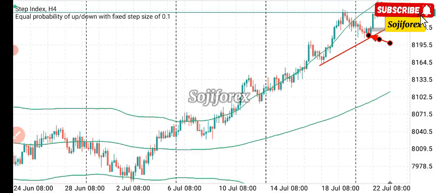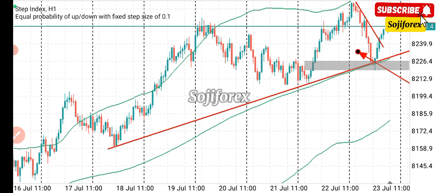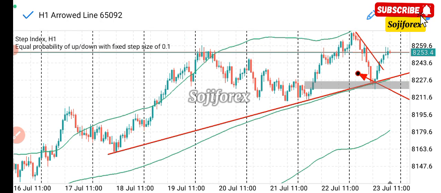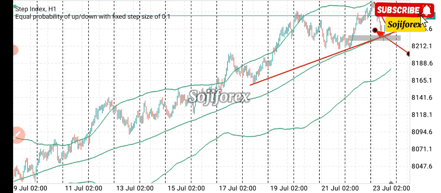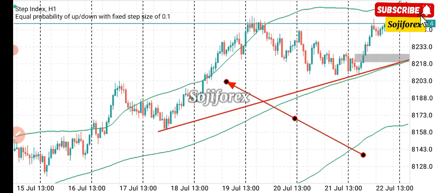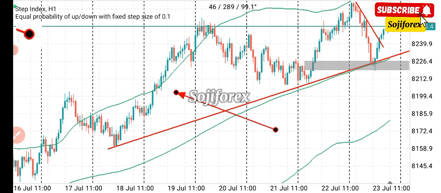1 hour or 4 hours and I see that price is moving above my upper Bollinger Band, I will not bother looking for opportunity to sell. I will only be looking for a buying opportunity. And so price is above it and it is an opportunity to buy. So what will I do?